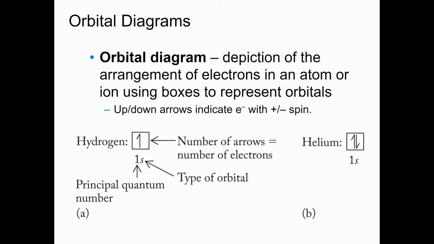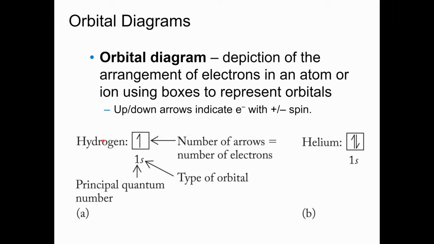So we're going to start with orbital diagrams first, and then from there we'll go to electron configurations. And they're pretty similar, so hopefully it'll be easy to translate from one to the other. So the orbital diagram is the depiction of the arrangement of electrons in an atom or ion using boxes to represent orbitals. The up-down arrows indicate the electron with plus or minus spin, up-down. So that m sub s quantum number that's either minus a half or plus a half, that's what that arrow refers to. And typically we draw this kind of half arrow thing just because that's standard.